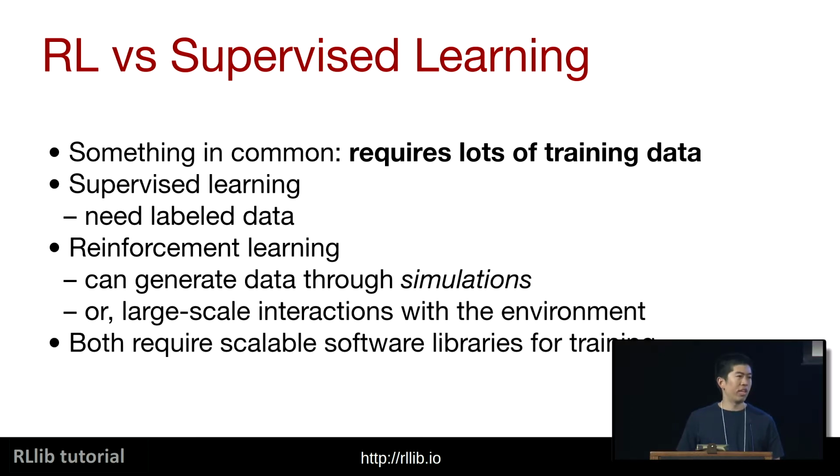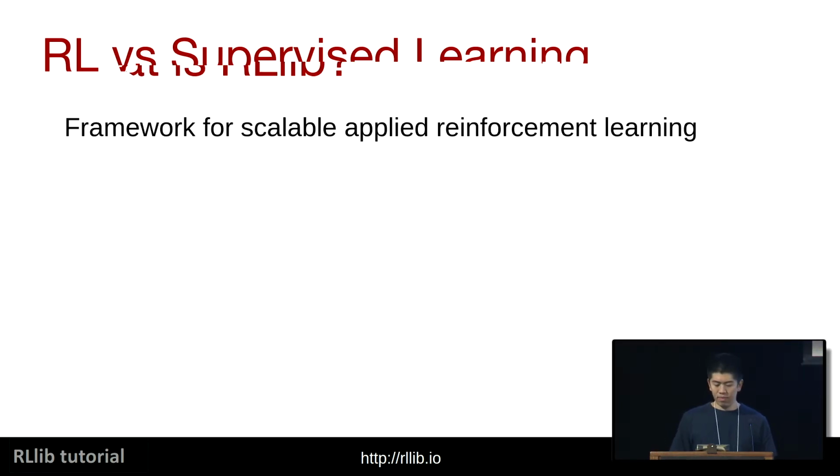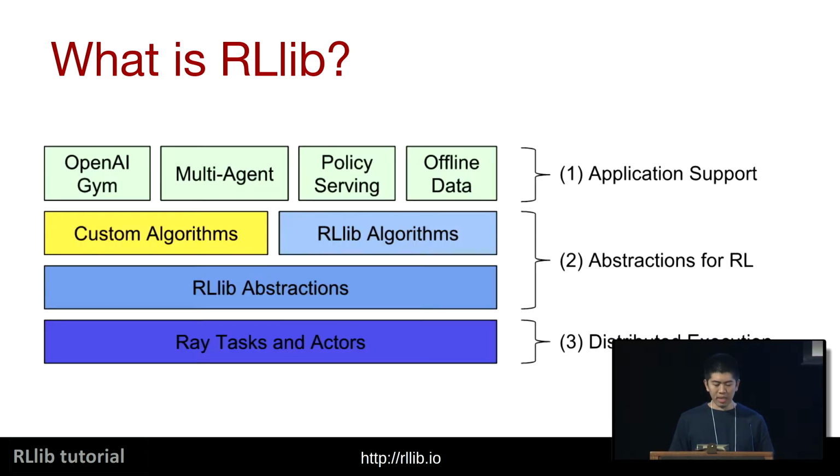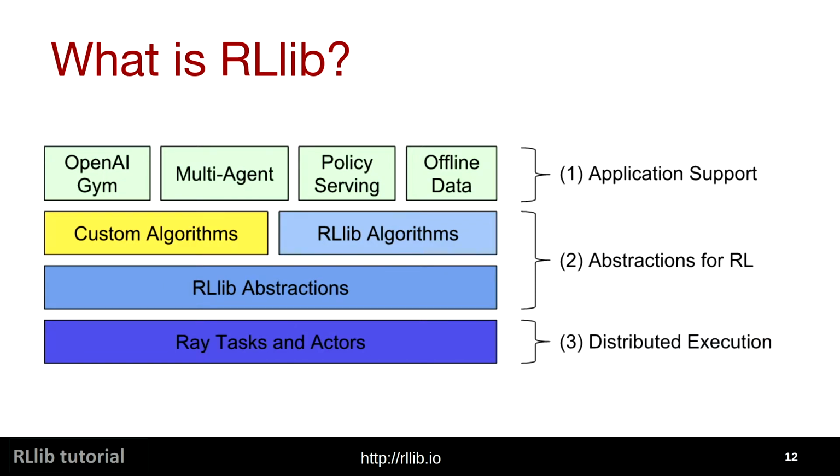But both supervised learning and reinforcement learning do require scalable software libraries for training as a result of this. So that's where RLlib comes in. RLlib is a framework for scalable applied reinforcement learning. It's one of the machine learning libraries built on top of Ray. And it provides application support for many different types of reinforcement learning training, abstractions for both its internal RL algorithms and also if you want to develop your own, and also, of course, distributed execution with Ray.